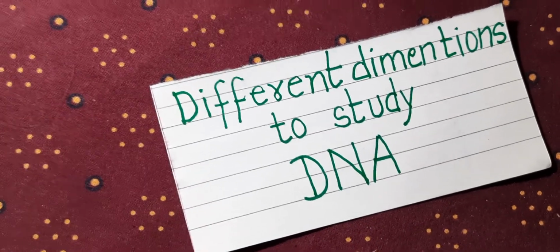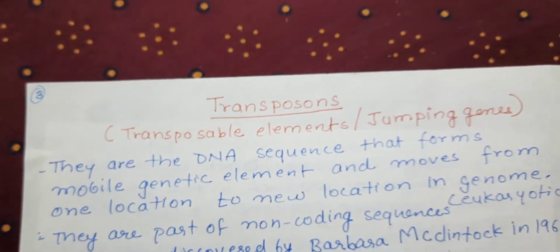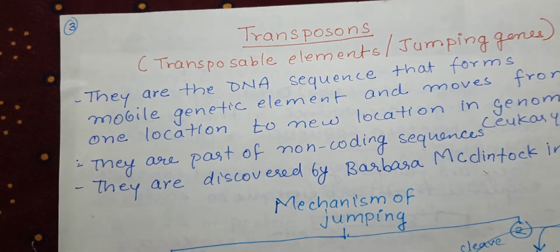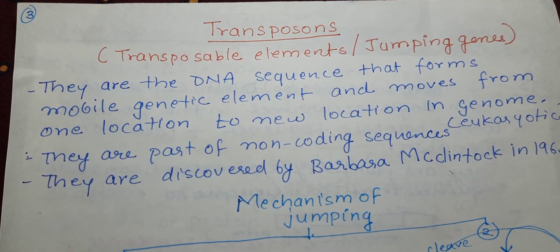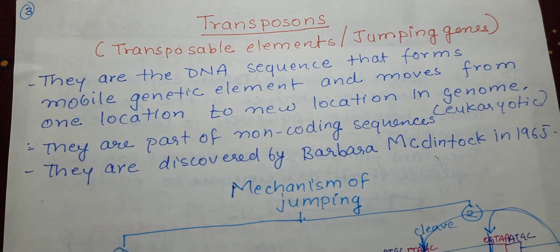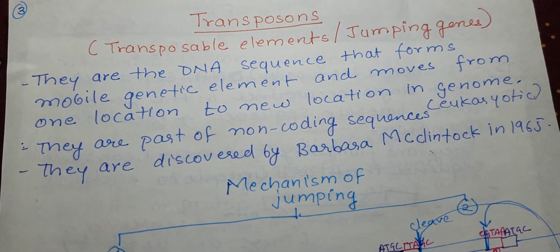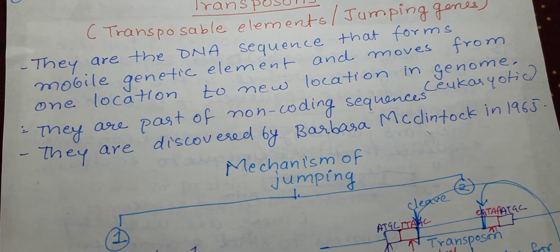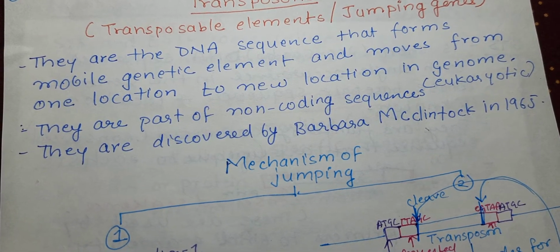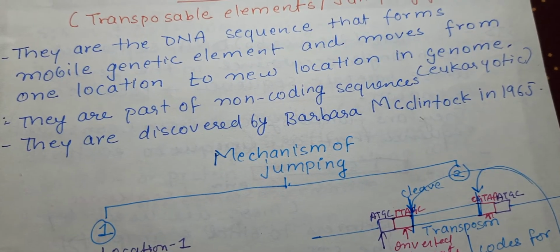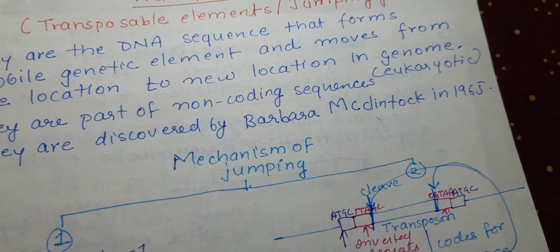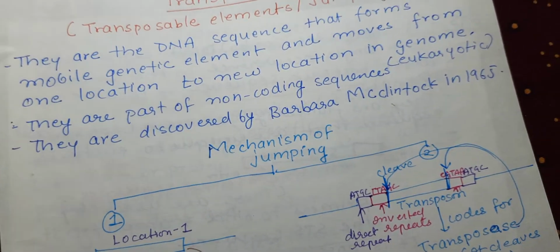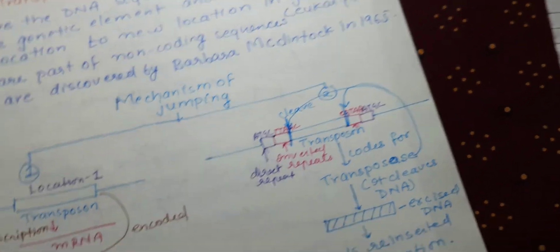Now, what are transposons? We'll discuss the transposons, which are known as jumping genes or transposable elements. Now, they are the DNA sequences that form mobile genetic elements and move from one location to new location in genome. They are part of non-coding sequence. They were discovered by Barbara McClintock in 1965 and especially occur in the eukaryotic genome.